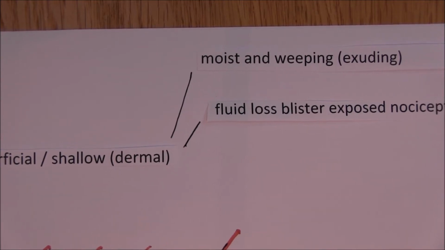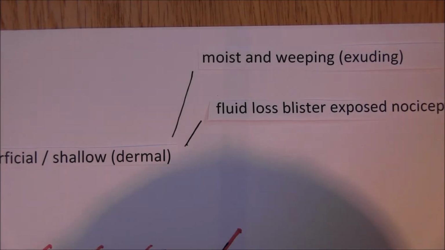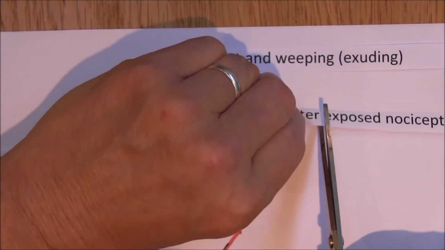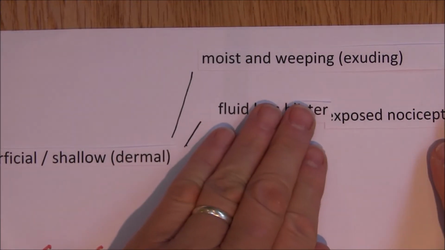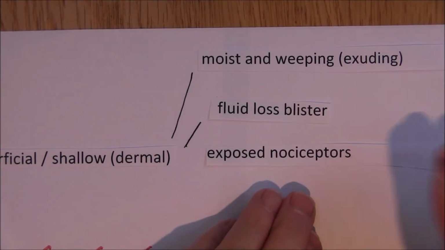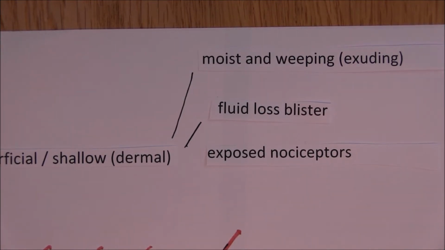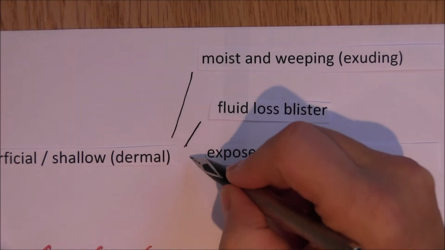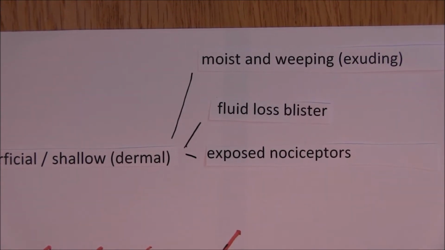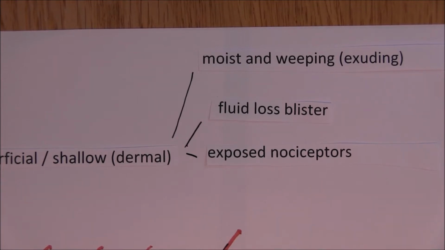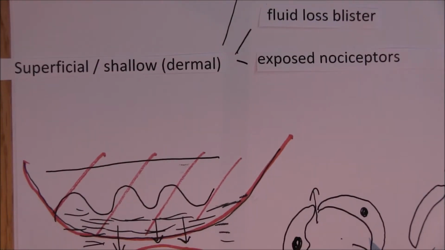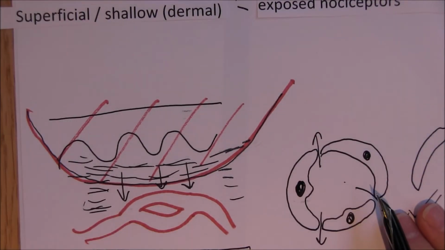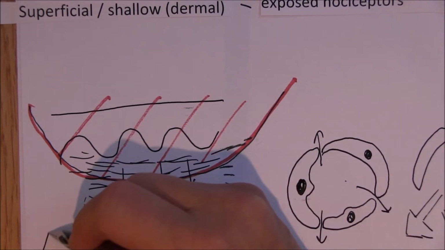And also here we notice, that should be a separate point really, we have exposed nociceptors. So we've got the fluid loss and the blistering, and we've got exposed nociceptors. So the blistering, rather, because the fluid is collecting underneath dead tissues. Now the exposed nociceptors. Now we have noted that there are lots of nociceptors in the dermis. The dermis is where we get most of the nociceptors. There's no nociceptors in the epidermis above, but there's lots of nociceptors here.